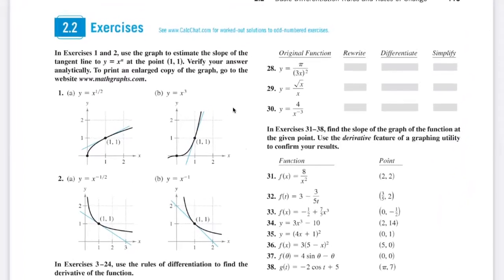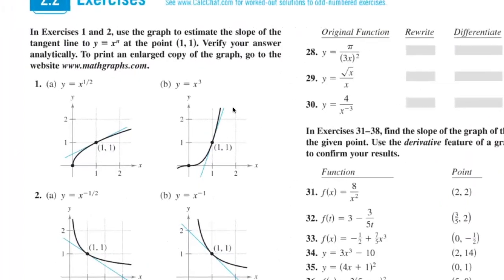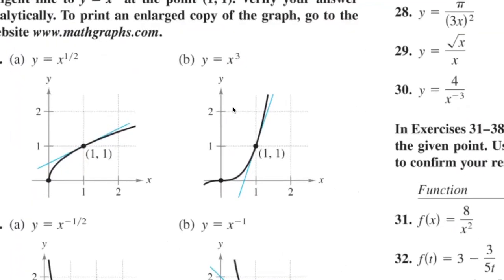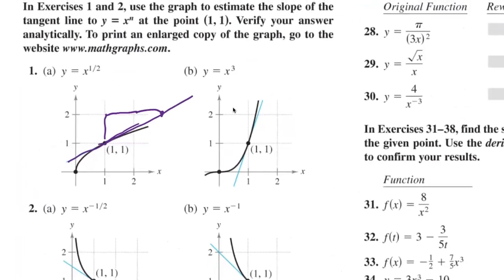number 1 on your homework, use the graph to estimate the slope of the tangent line at x to the n power at the point (1, 1). Verify your answer analytically. All right, so they gave me some kind of little graph paper here to where I can estimate it and can maybe assume what's going on: up 1, maybe over 2. So maybe I'd estimate that the slope of the tangent line at that point is 1/2. Then I'll verify it analytically.